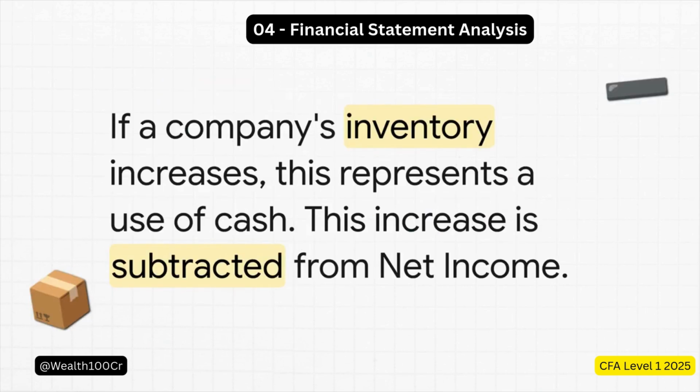Let's make this real. Picture a US company like Tesla. They build a ton of new cars, and those cars are now sitting on their lots. Their inventory, an asset, has just shot up. Well, they had to spend a whole lot of cash on steel, batteries, and labor to build those cars. That's cash that went out the door. So to get from net income to true operating cash flow, we have to subtract that big increase in inventory.